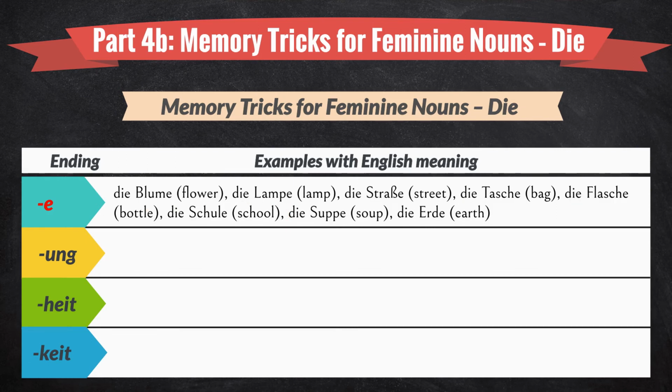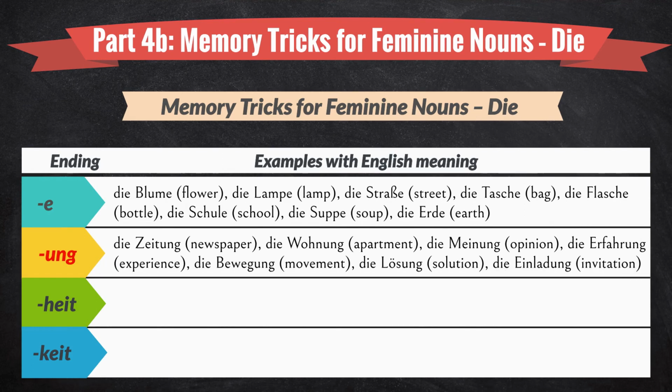Feminine nouns often also end with -ung. Examples are die Zeitung, meaning newspaper, die Wohnung, which means apartment, and die Meinung, which is opinion. Other nouns with this ending include die Erfahrung, meaning experience, and die Bewegung, which means movement.